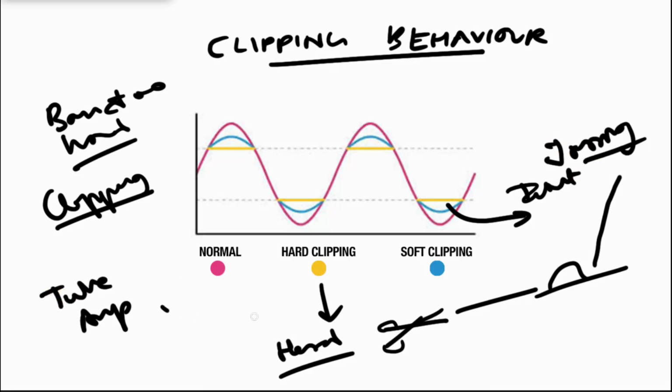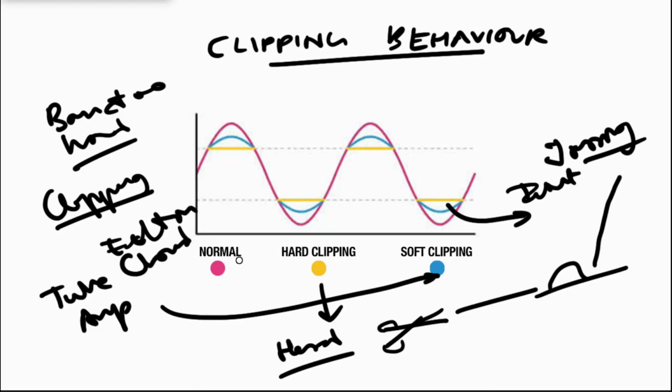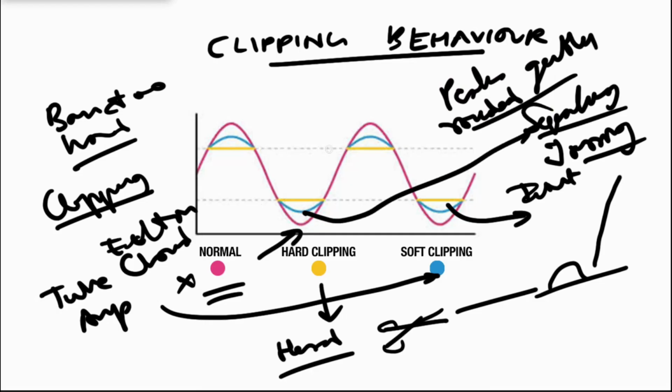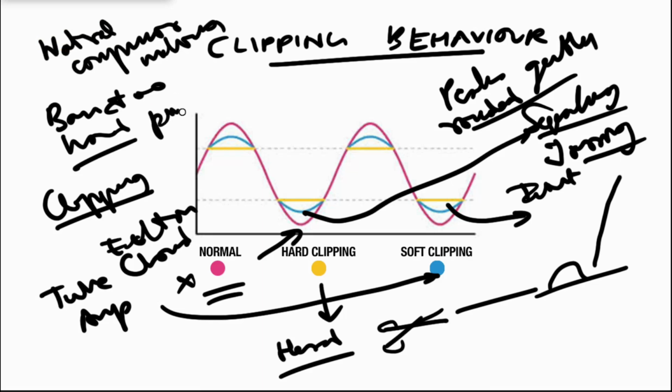Now, when it comes to tube amplifiers, it does a soft clipping because of the electron cloud. The tube doesn't cut it off or chop it off, it just squashes it a little bit, which is this blue squashing. So the peaks get rounded off gently, and this acts as a natural compressor, making the drum sound punchier without hurting your ear.